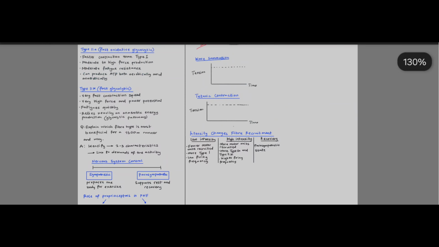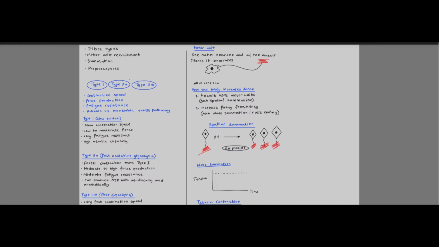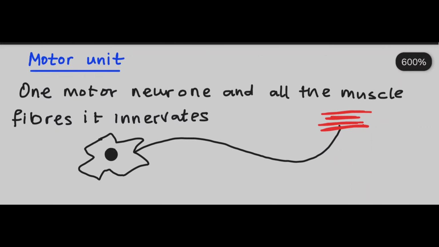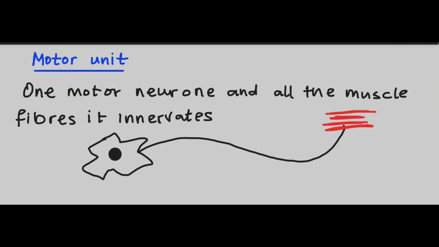Let's talk about muscle fiber recruitment, motor units, spatial summation, wave summation, the all or none law, and all of those different aspects that relate to muscle fibers. So first of all, very simply, what is a muscle fiber? What is a motor unit? First of all, a motor unit is one motor neuron and all the muscle fibers that it innervates. To innervate just means to supply, right? So one motor neuron and all the muscle fibers that it supplies. A muscle fiber is just a muscle cell.